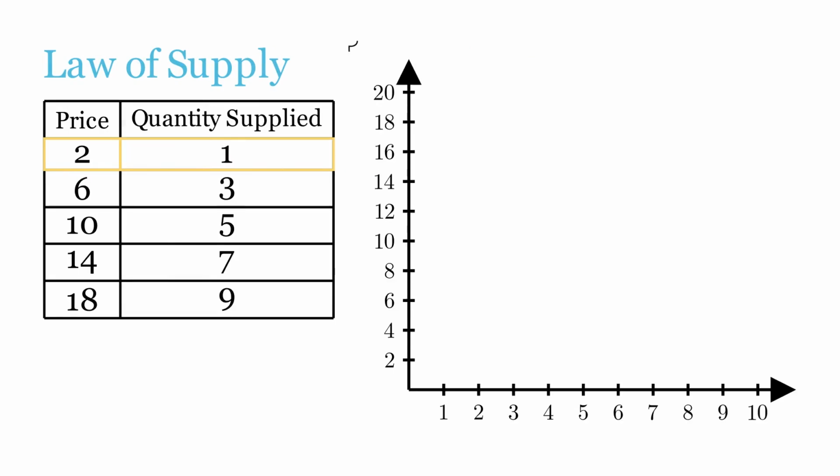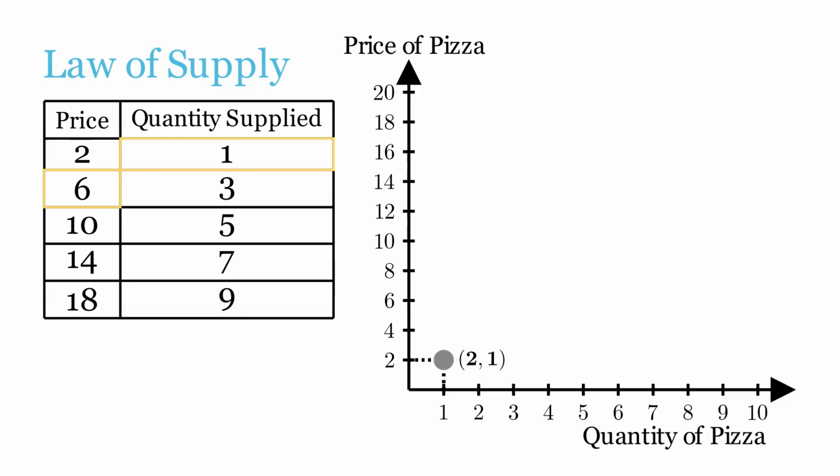In this graph, the y-axis represents the price of pizza and the x-axis represents the quantity of pizza. Let us plot our first price and first quantity supplied on the graph. This point shows that at a price of 2, the quantity supplied is 1. Now when the price increases from 2 to 6, the quantity supplied increases from 1 to 3. Let us plot this point on the graph as well. This dot shows that when the price is 6, the quantity supplied is 3.